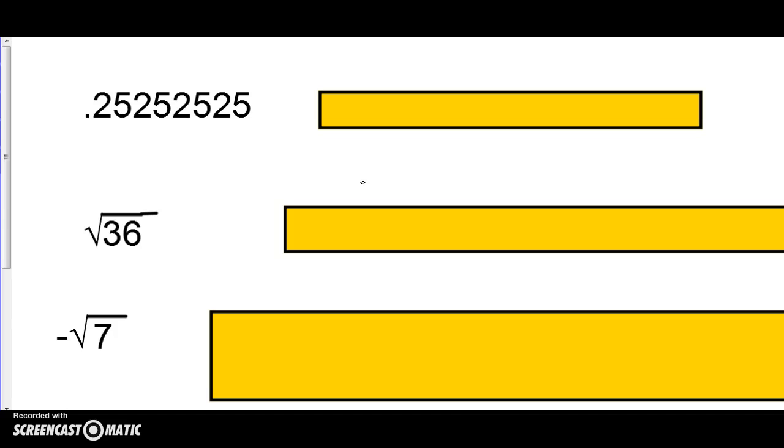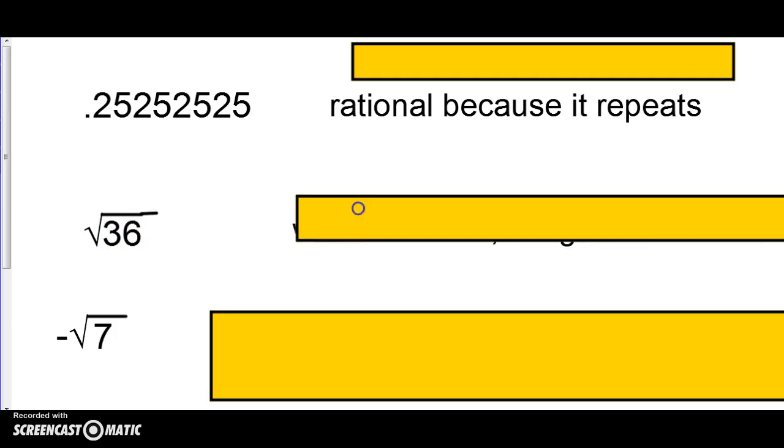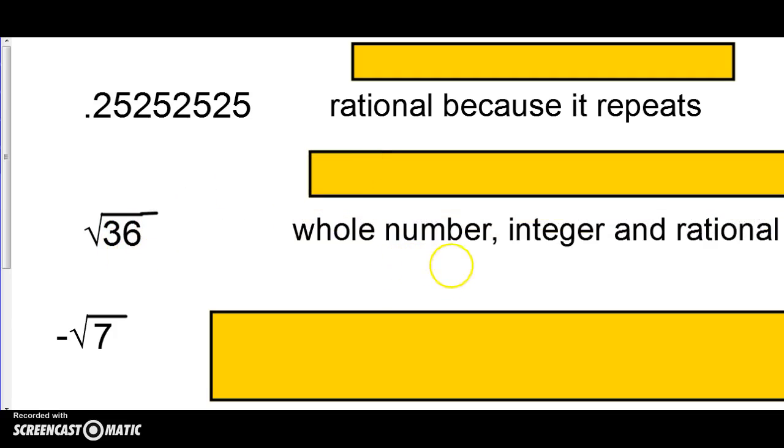So here your book is going to ask you to classify. We see right away that this is a repeating decimal. So because it repeats, you know it's rational. This one you know is a perfect square, so the answer is 6. And because the answer is a whole number, it's also an integer and rational.